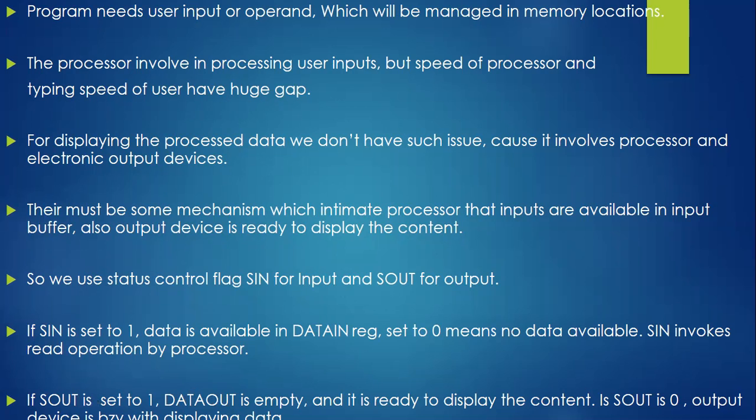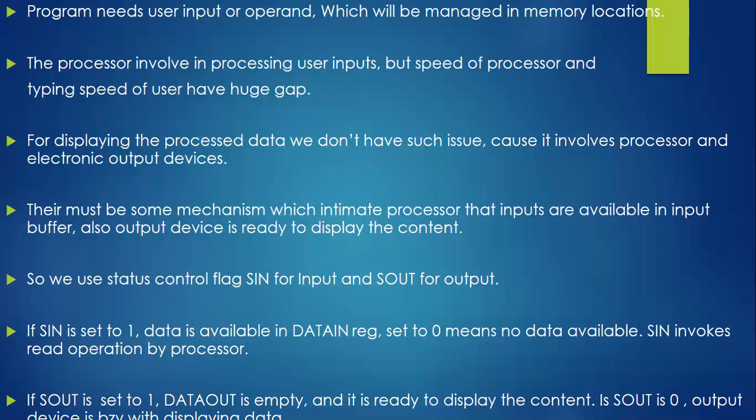When it is empty, we need to set S out equal to 1. That indicates to the processor that data out is free now. Then the processed information, whatever we have in this location, should be transferred to data out. Finally, the data will be displayed in the display unit.